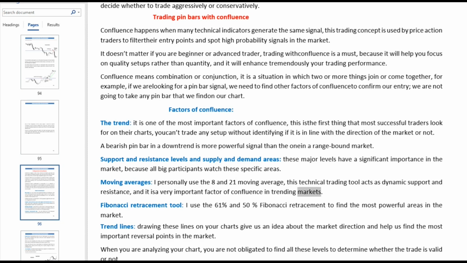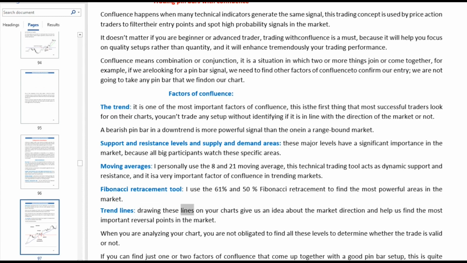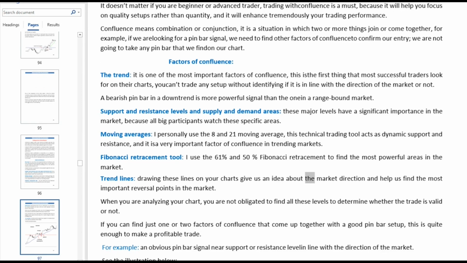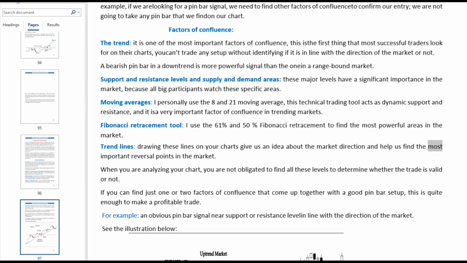Fibonacci retracement tool, I use the 61% and 50% Fibonacci retracement to find the most powerful areas in the market. Trend lines, drawing these lines on your charts give us an idea about the market direction and help us find the most important reversal points in the market.